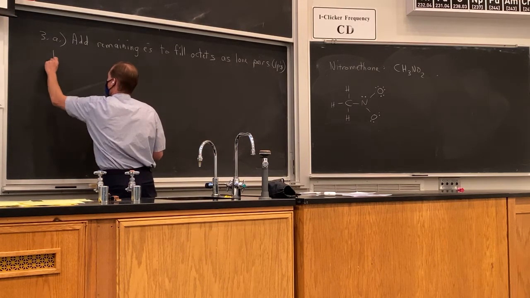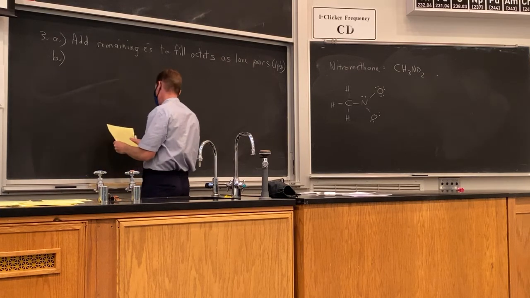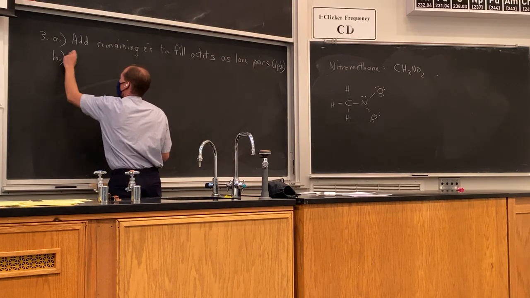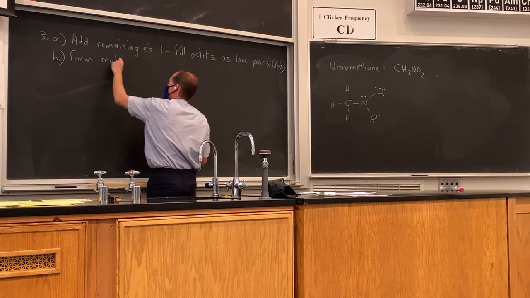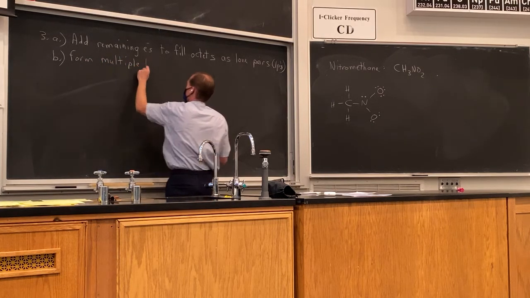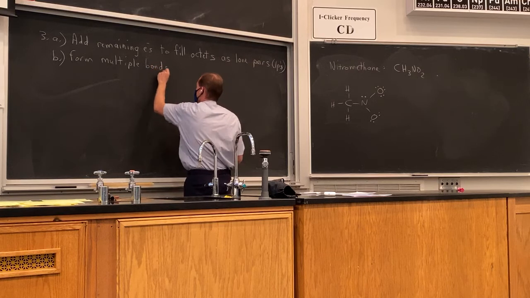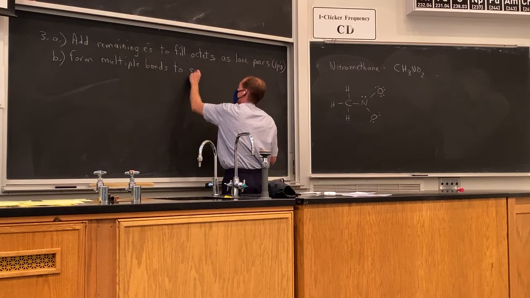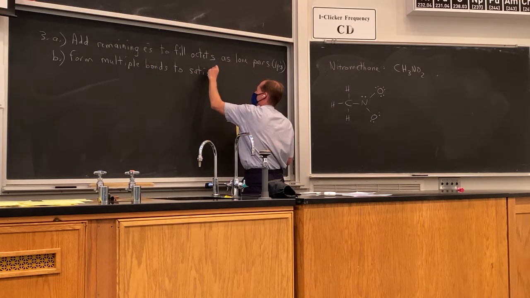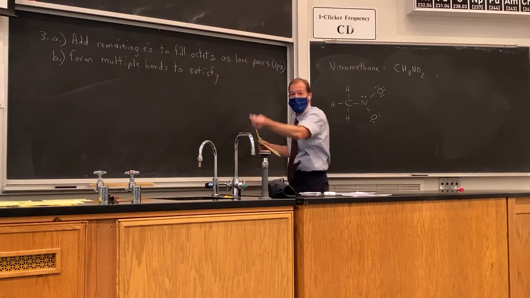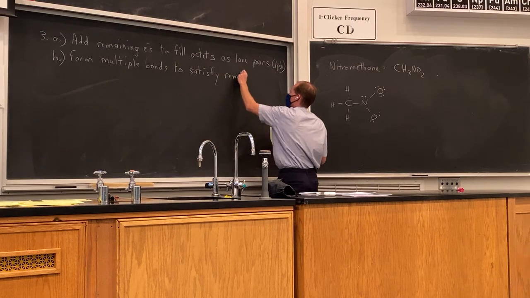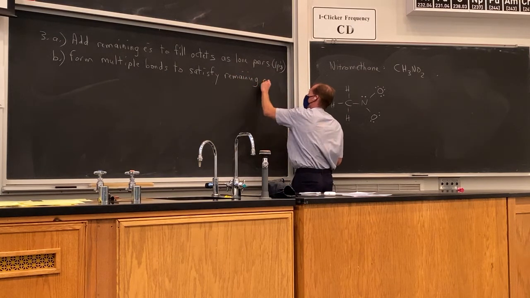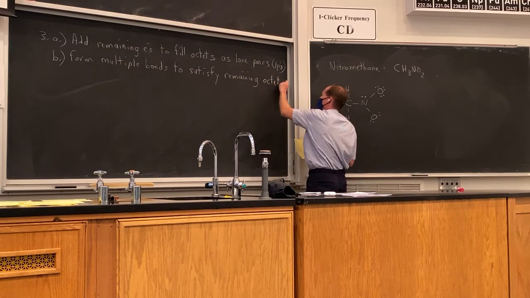And part B is to form multiple bonds to satisfy any octets that remain to be unsatisfied. Okay, we'll say satisfy remaining octets.